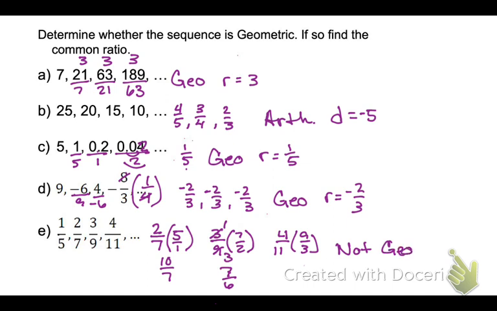Questions, guys? Similar to what we did with arithmetic, right? But just with the multiplication. Am I ready? Good?